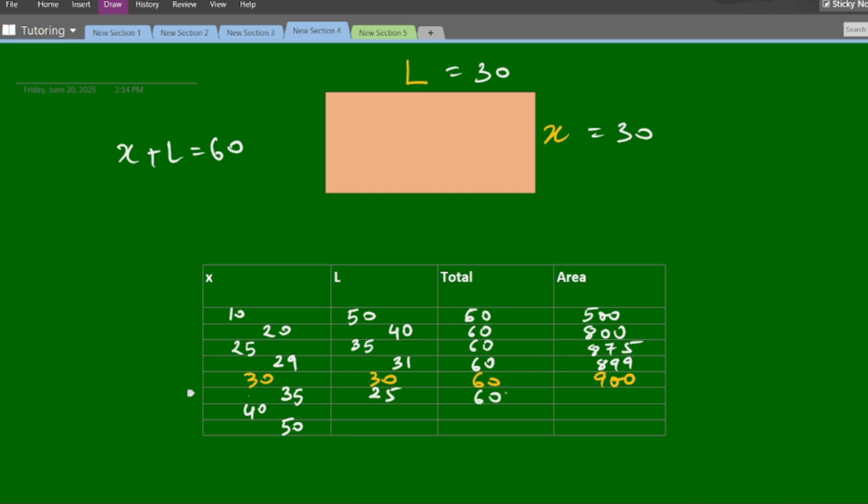So again, total 60, 35 times 25 is 875. 30 square minus 5 square. 40 and 20, 60. 40 times 20 is 800. 50 and 10. 50 times 10 is 500. So you can see it manually that as the value of x increases up to 30, the area increases. After that, it decreases, right?